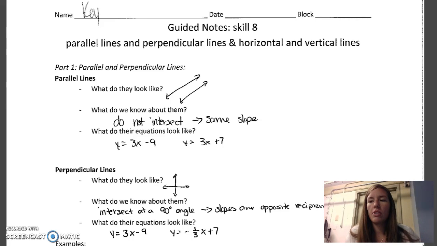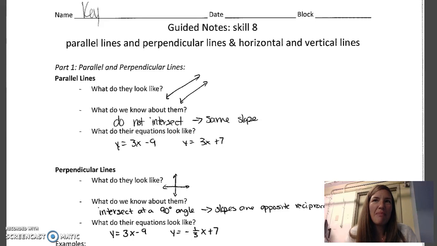So go ahead and flip to your notes, that first page. They're talking about parallel and perpendicular lines. So the first question is, what do they look like? So what do you know about parallel lines? I'm hoping that you tell me that they never cross. That's usually the answer that I get. We want to use the math word, which is that they never intersect. They never intersect. So you're writing that down.